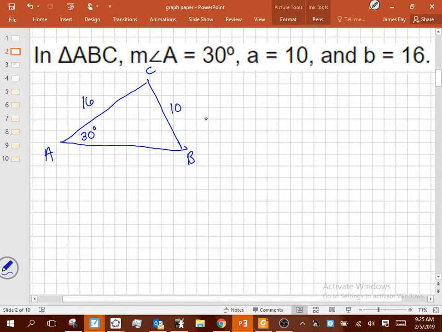Okay, so we're going to go through this and use the law of sines. It's a non-right triangle. Use the law of sines, and I want to be able to find angle C and angle B. Now, which angle am I going to find first, though?